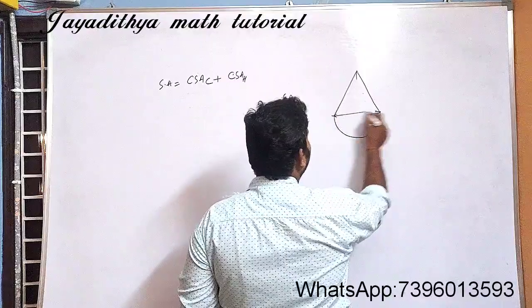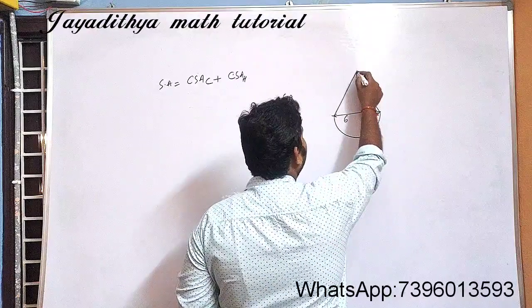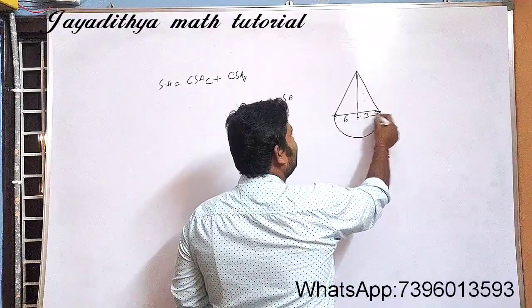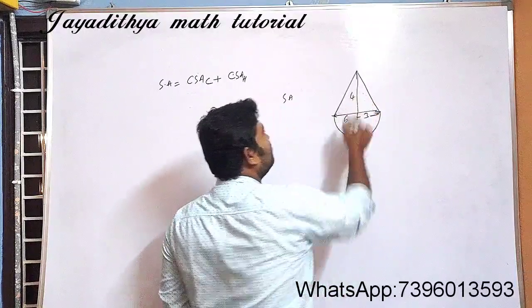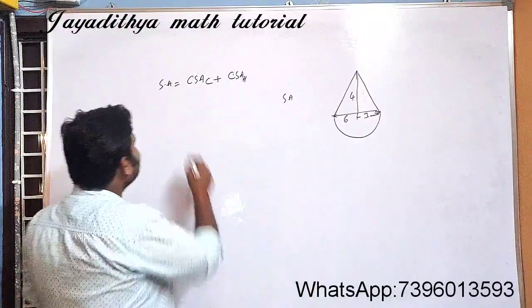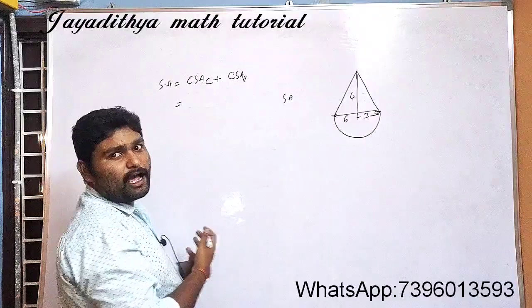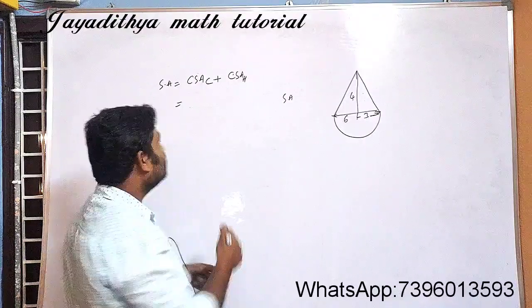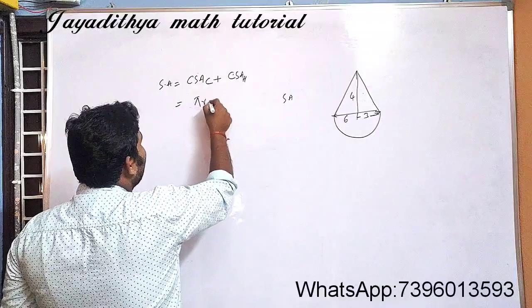So how to find this? Here he has given the diameter is 6. So the radius will be equal to how much, Nana? The radius will be 3 here, and the height is given as 4. Let us try to find this. CSA of cone. What is the CSA of cone? That is pi r L.